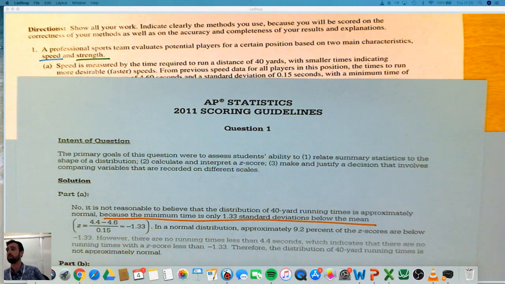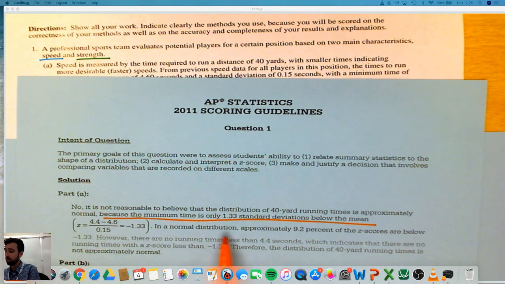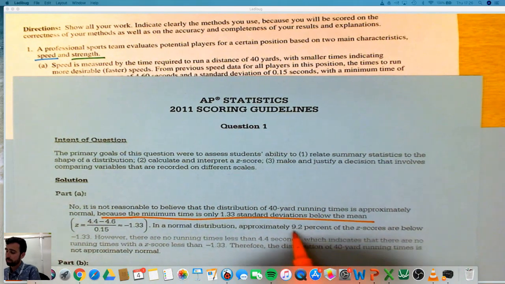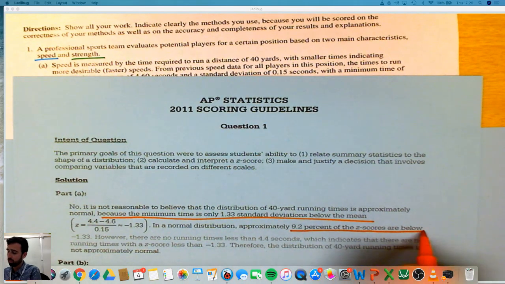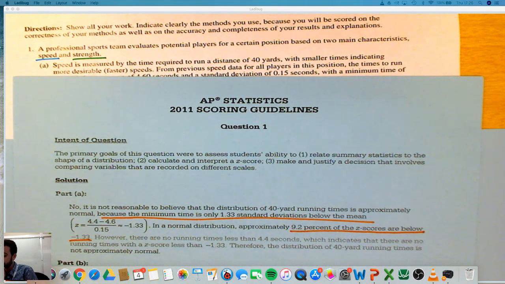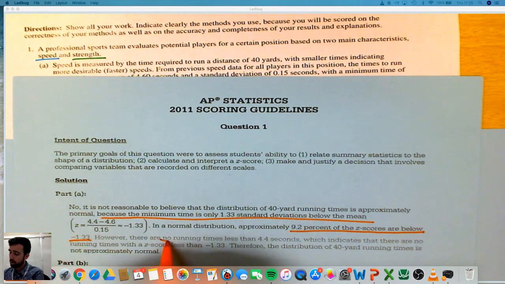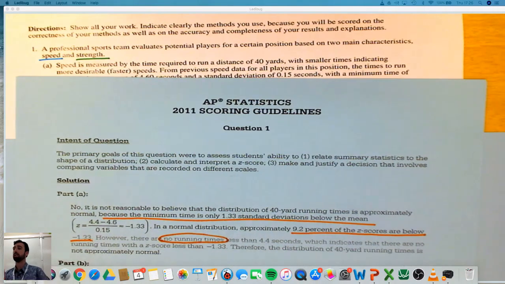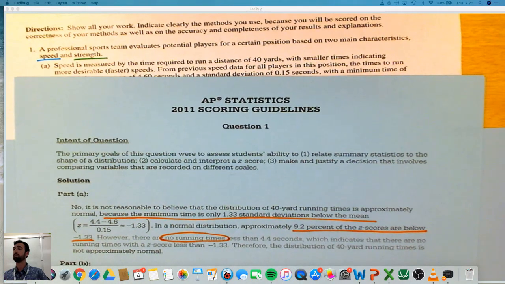They did their calculations here. In a normal distribution, approximately 9.2% of z-scores are below negative 1.33. However, there are no running times less than 4.4, which indicates that there are no running times with a z-score less than negative 1.33. Therefore, the distribution of running times is in fact not normal, right?